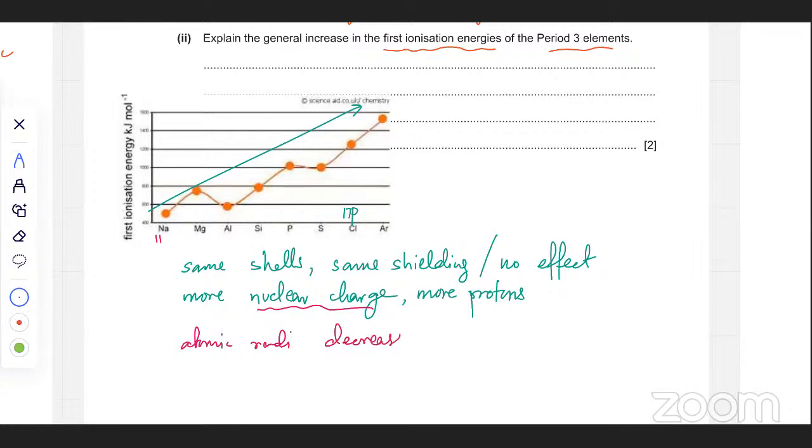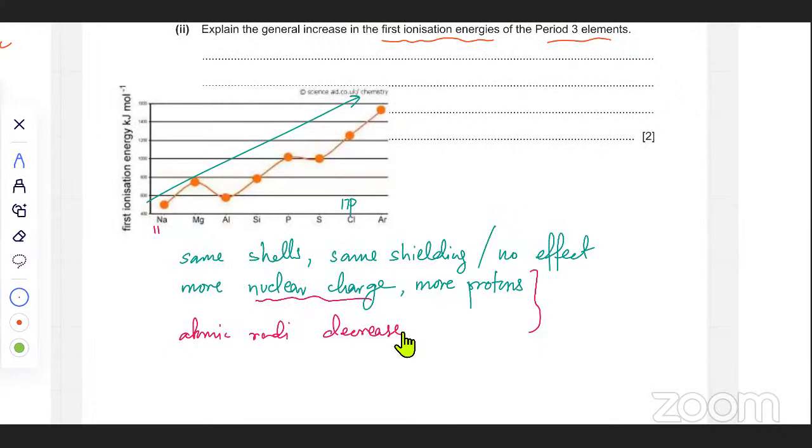They decrease across the period. So because of these two factors, because of the smaller atom, the electrons are closer to the nucleus. And it would be much better if I can have a diagram showing that. So let me just draw sodium and Cl.